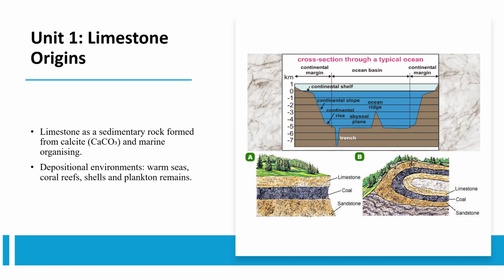Where is limestone found? Limestone is typically found in depositional environments such as warm, shallow seas, coral reefs, and shell areas with lots of shells and marine remains. These environments are perfect for supporting life that creates calcium carbonate and allows it to settle and build up over time. Quick recap: limestone is a sedimentary rock made from calcite, CaCO3. It forms from the remains of marine organisms. Found in warm seas, coral reefs, and shell-rich environments.